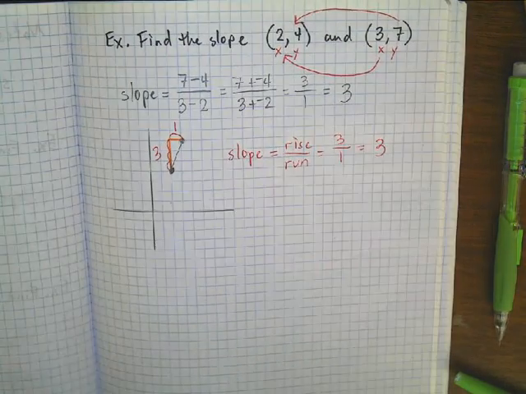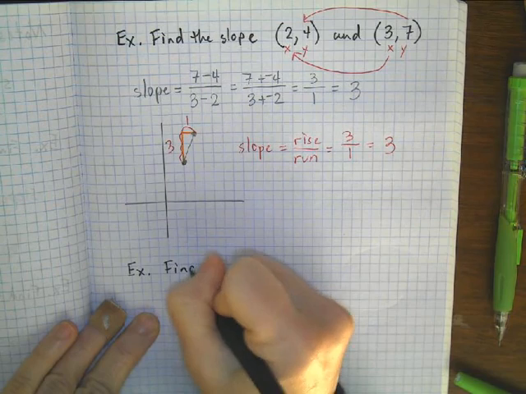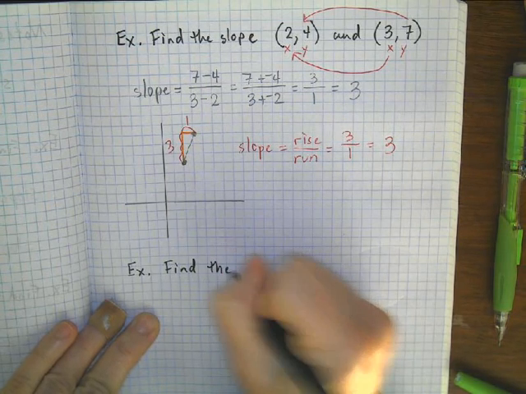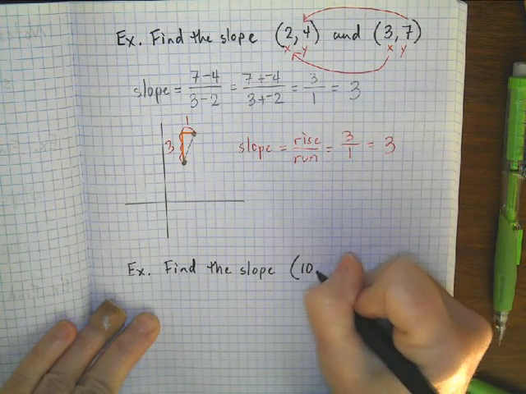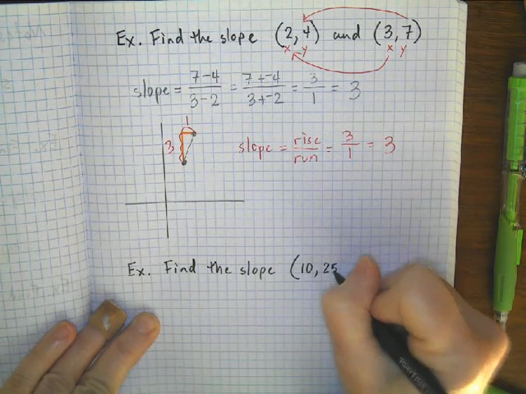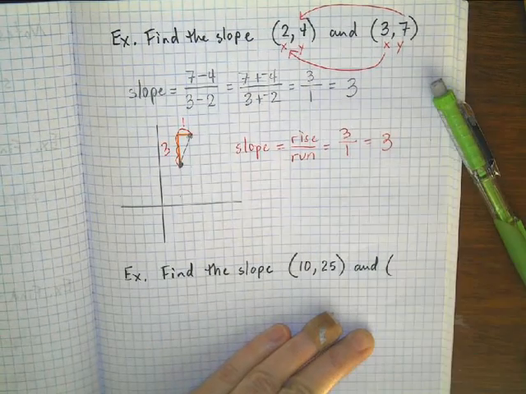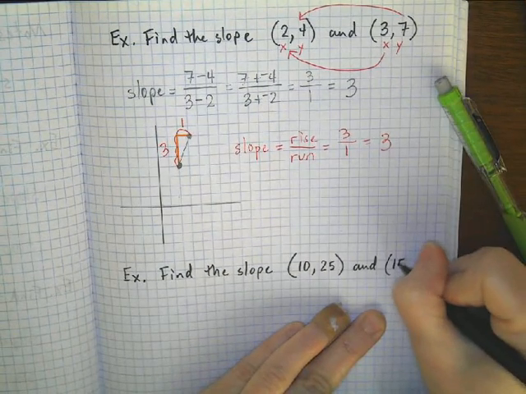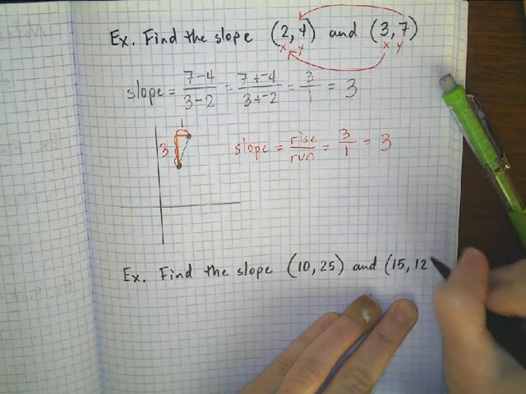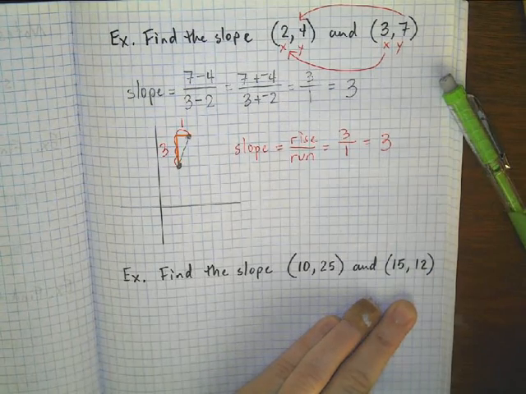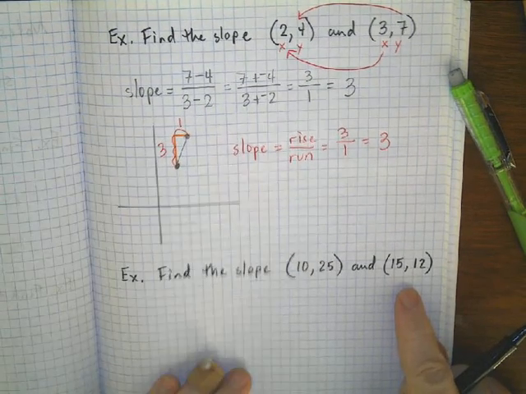Okay, I said I was only going to do one more example, but I just realized it would be good to do one with some big numbers. Find the slope. Because if I have really big numbers, say 10 and 25 and 15 and 12. What's going to be the slope there? Well, I don't want to graph those. I don't want to make a graph. These are too big. Okay?